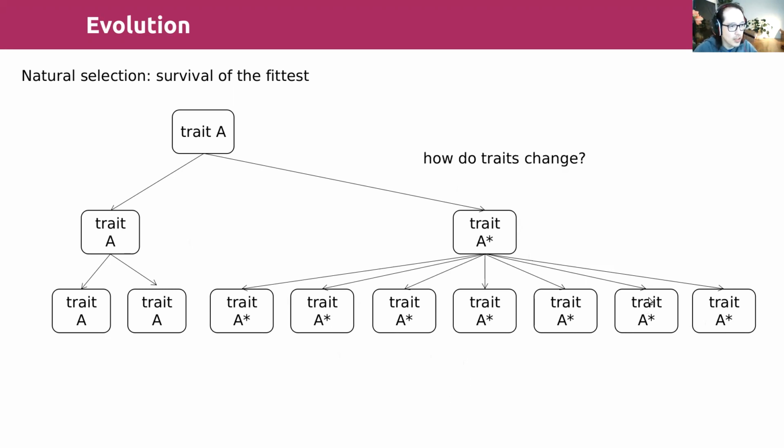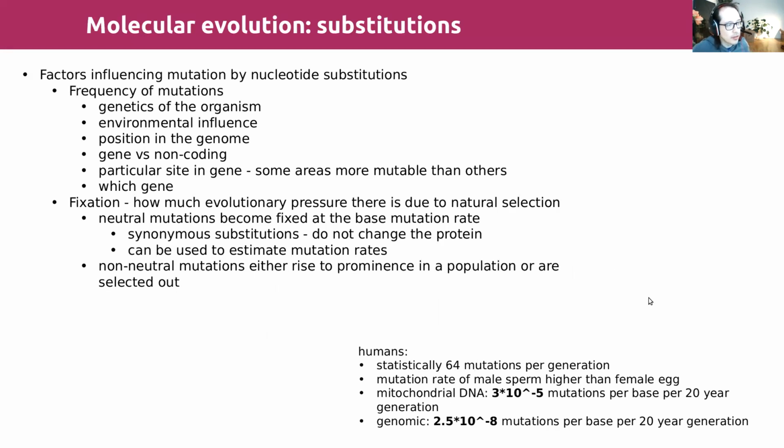So how do these traits actually change? We have molecular evolution through substitutions, first of all. So we have mutation by nucleotide substitutions. These have a particular frequency, and these frequencies are not all the same. They can depend on the genetics of the organism. They can depend on environmental influence. For example, animals or plants living in the shadow of the Chernobyl accident have a strong environmental factor influencing their mutation rate.